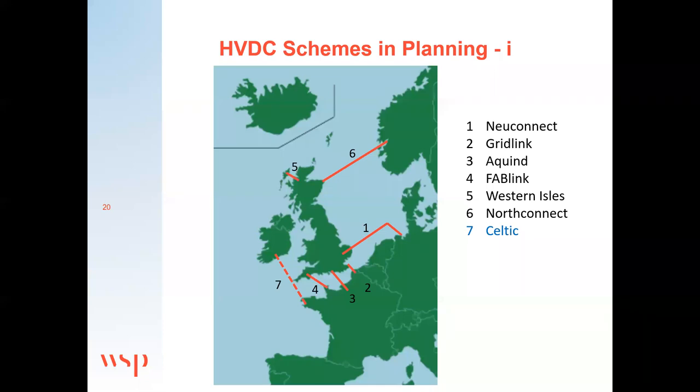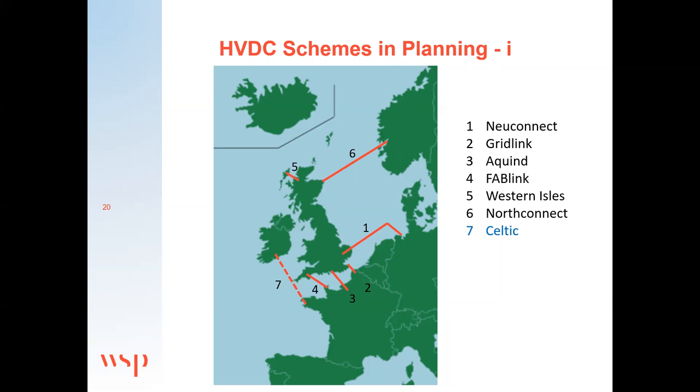And we have schemes in planning. I list out here seven schemes that are in planning. I'm sort of cheating slightly. The seventh scheme has actually nothing to do with the UK. It's the Celtic interconnector from Ireland to northwest France. But it does pass through British territorial waters. So we have some weak claim to it.